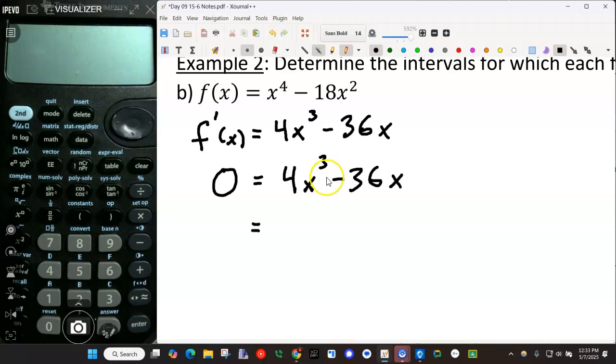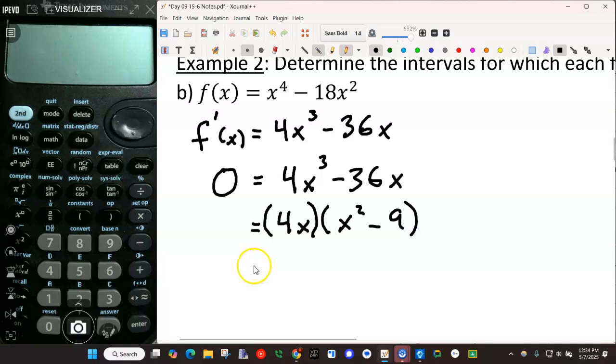So if you're solving this, what do you think the first step should be? Factor what? 4x. So do that. Factor out 4x. So we have 4x, and we have x squared minus 9. And then, what's next?